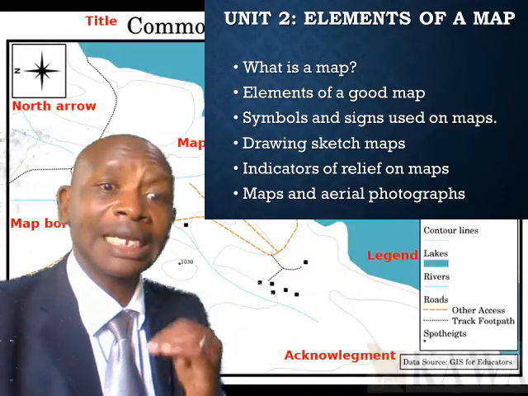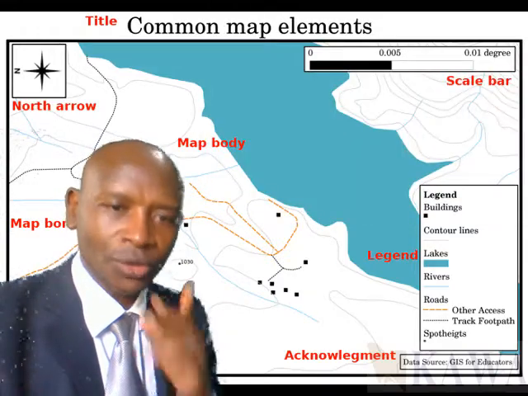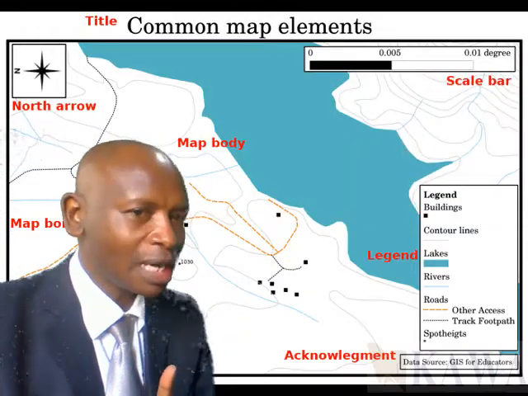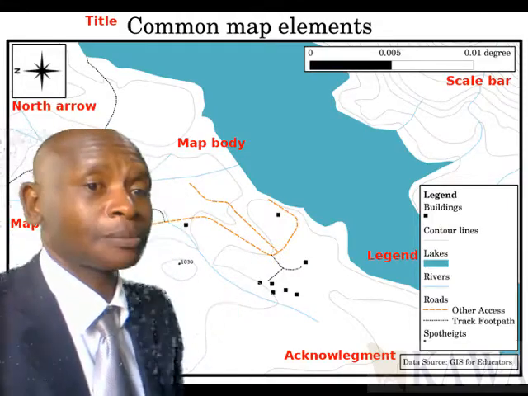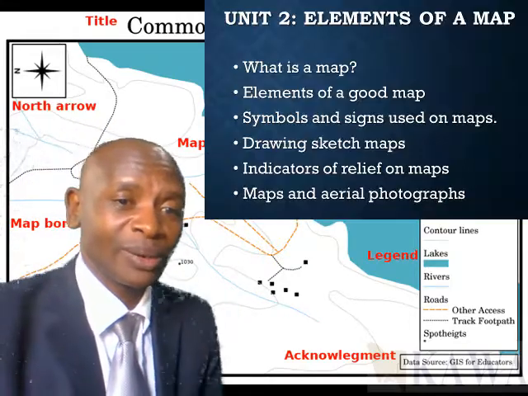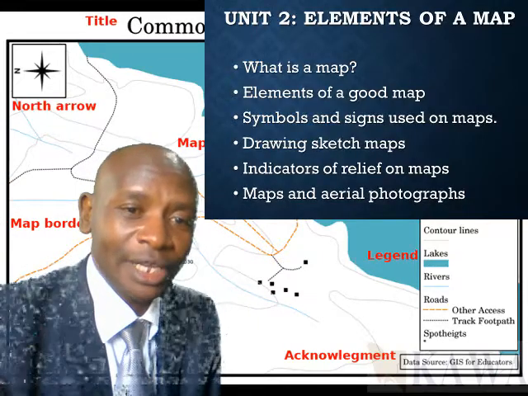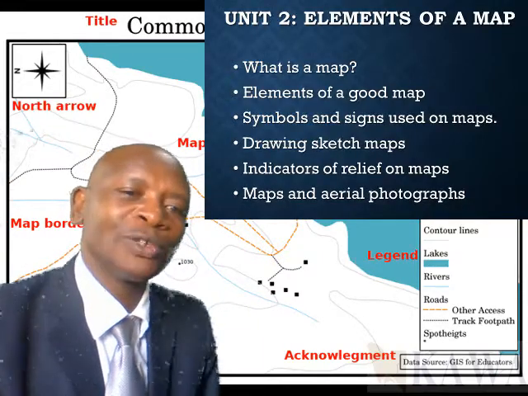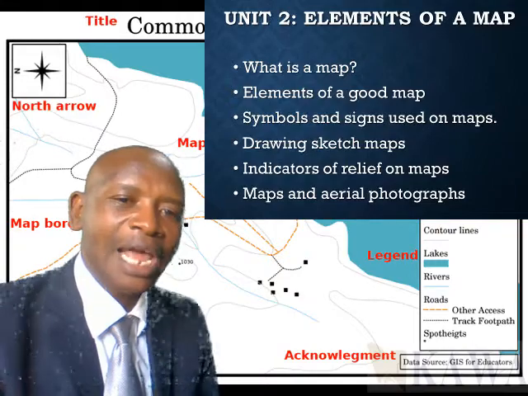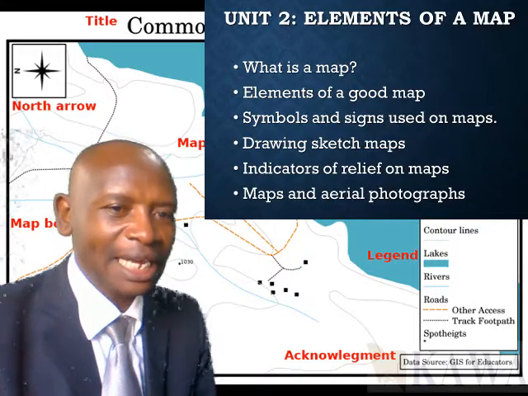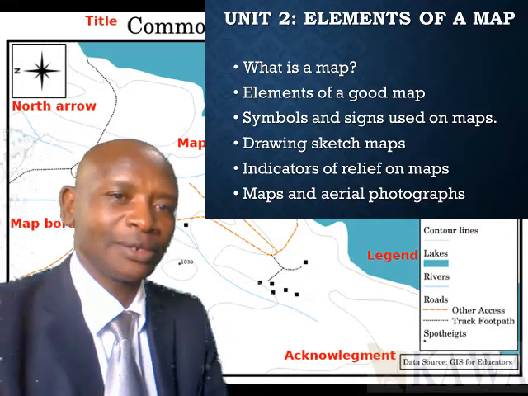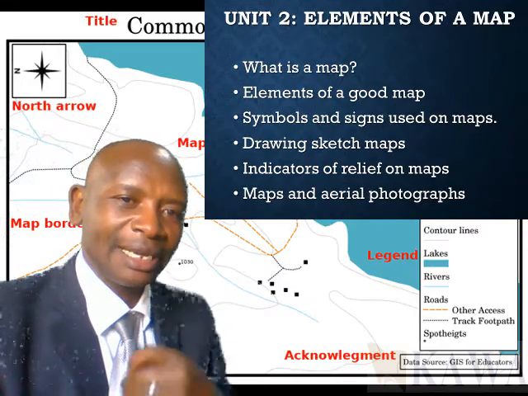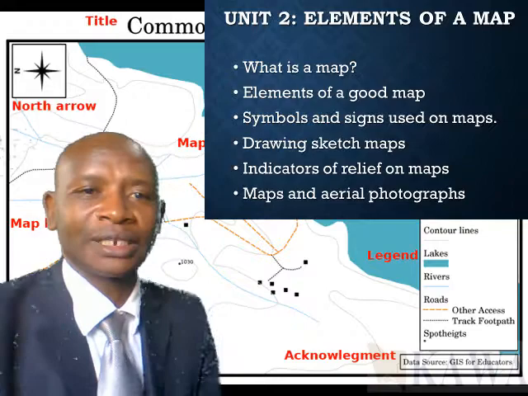We shall look at the symbols and the signs used on maps. We shall also focus on drawing sketch maps, like the ones you see there. We shall also focus on indicators of relief on maps. This will be followed by maps and aerial photographs. And finally, we shall do an outline and an assessment to see whether you are understanding or not.